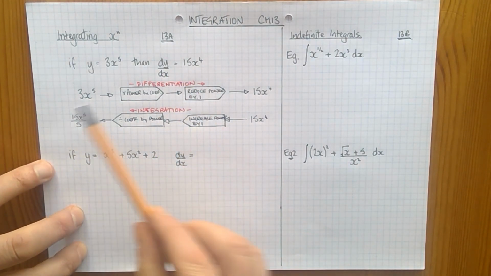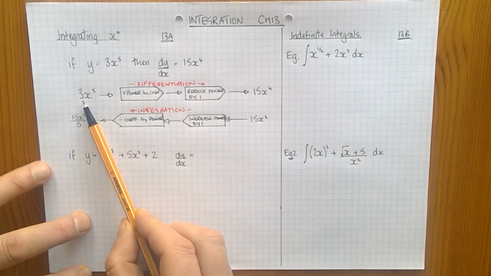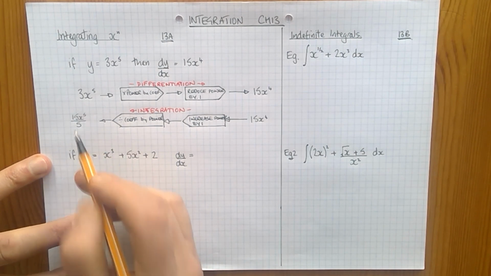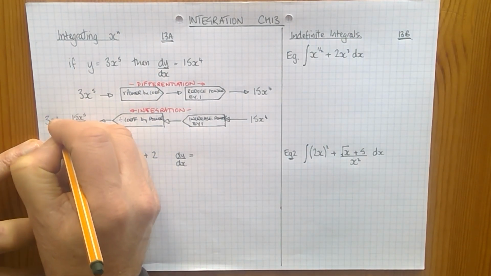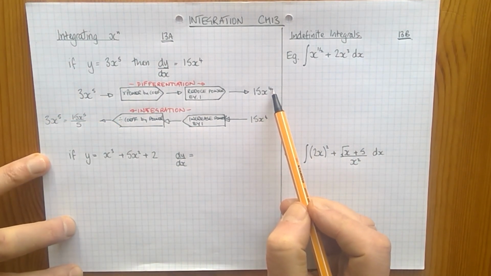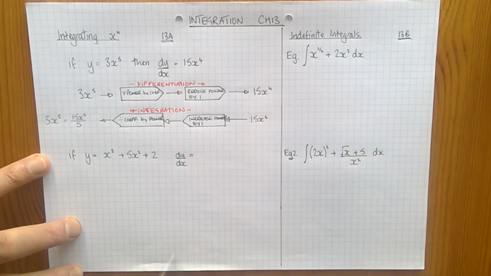For 13a, we're dealing mainly with working backwards from the differential to the original function, but actually integration has all sorts of other uses other than just undoing differentiation. 15x to 5 over 5, of course, is 3x to the 5. So that's the process. Increase the power by 1, divide by the new power.